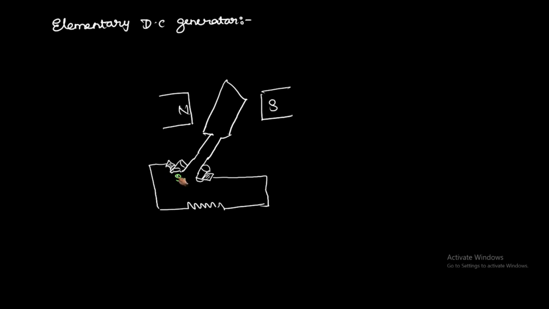So this is S1 and this is B1, this is B2, and this is S2. S1 and S2 are slip rings, and the flux lines will always travel, as we already know, from the north pole to the south pole. When it is traveling, let us consider the length of the conductors.